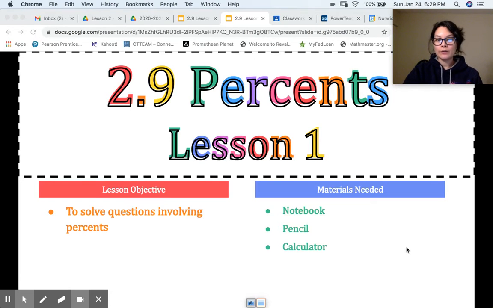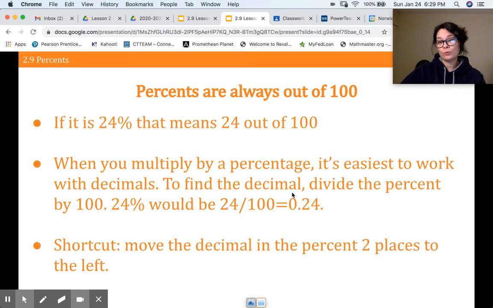I'm going to be walking you guys through 2.9 lesson 1. In this particular lesson, we're going to be solving questions involving percents. So you'll want a notebook, something to write with, and a calculator. If you don't have a scientific calculator, that's fine. Any basic 10-digit will work okay here.